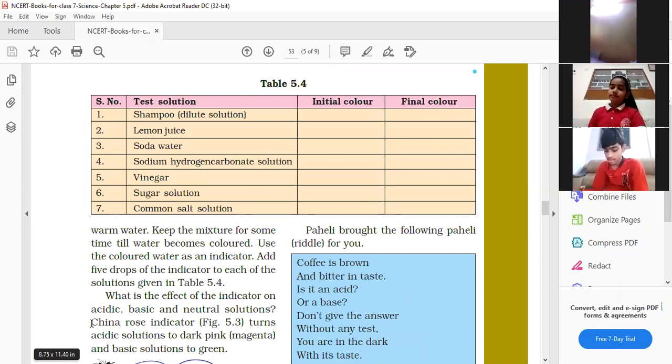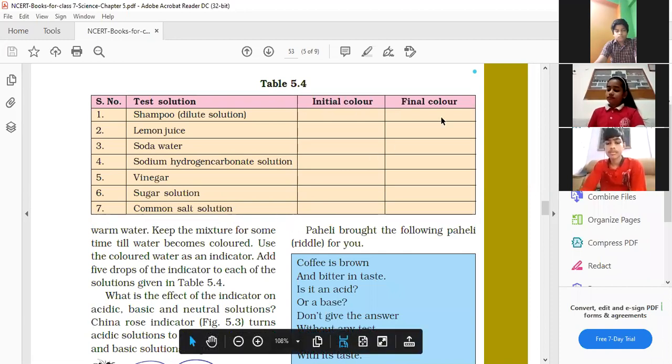So children, in this way I just want to recap that China rose gives dark pink color with the acidic solution and green color with the basic solution. In the same way as we did in the turmeric case, turmeric gives light yellow color with the acidic and red color with the base. So in this way, the different indicators give the different colors.